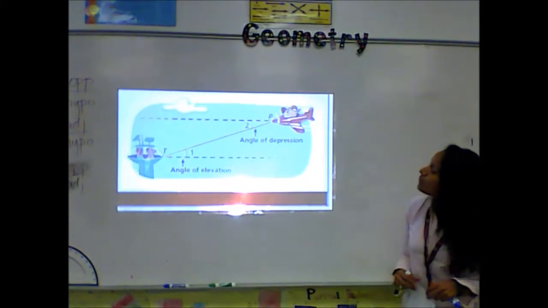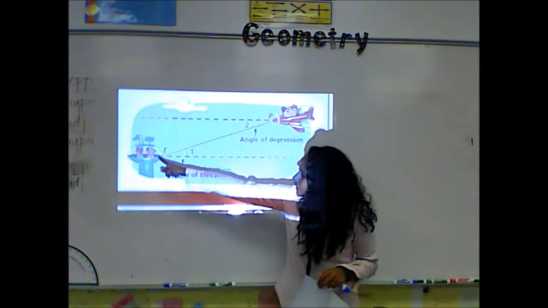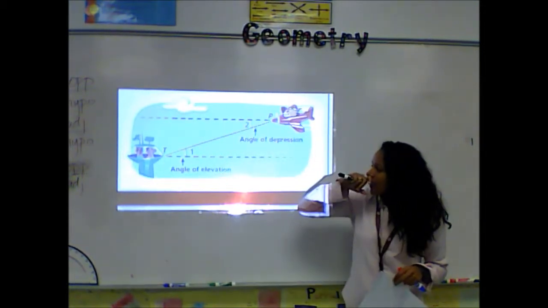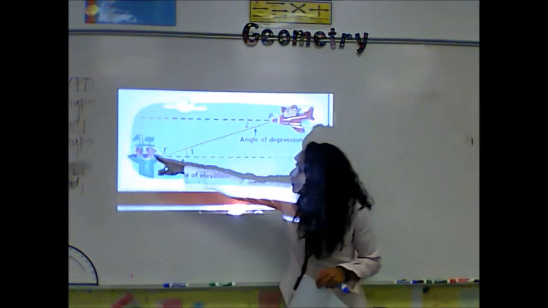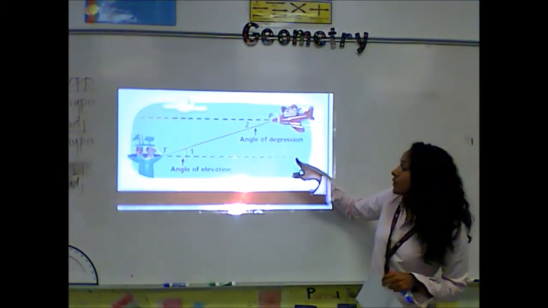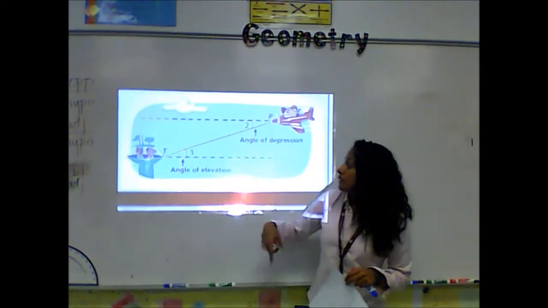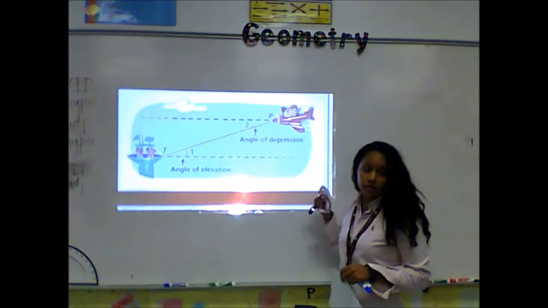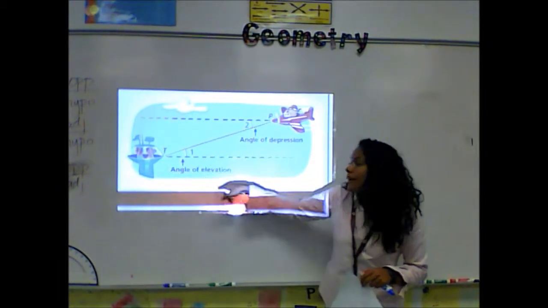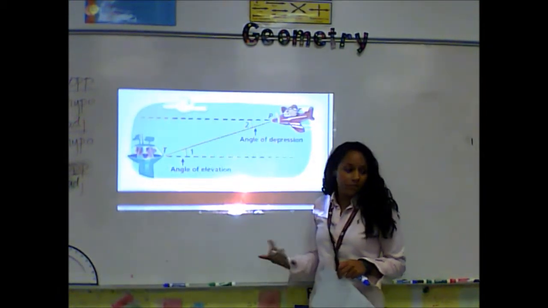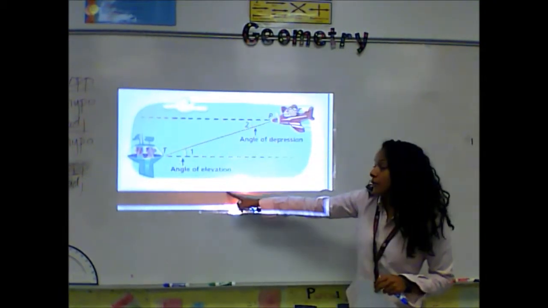Alright, so this is a picture of elevation and depression. This guy over here looks like a guy in a tower for the airplanes. If you look straight across, that's his zero line, his 0 degree line. But if he's looking up, what is angle 1? Is angle 1 elevation or depression? Elevation. But let's say he's looking down at an airplane that's already landed, then it would be what? Depression.